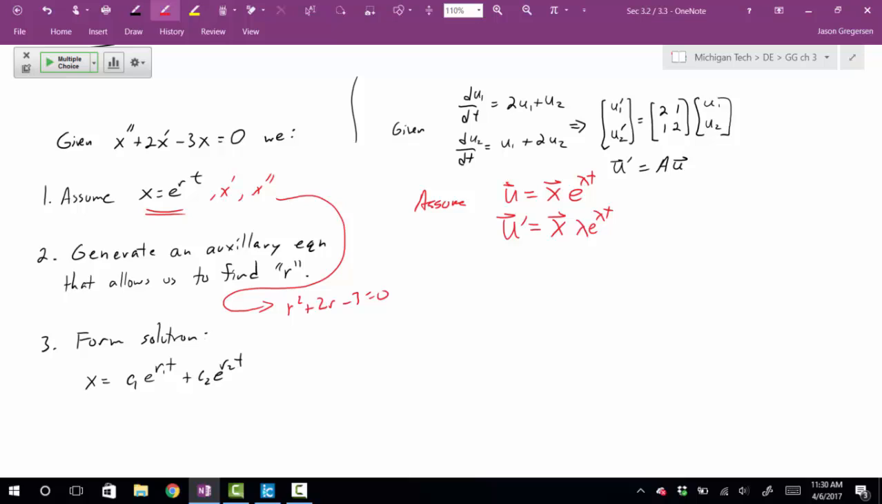Now I'm going to plug it in. If I plug it into my differential equation here, I'm going to have u prime, which looks like this, equal to my matrix A times u, which is x e to the lambda t. Now on both sides, I see e to the lambda t. Is e to the lambda t ever 0? It's not ever 0. It's the exponential. So I can actually divide by it because of that. So I divide through by that, it goes away, and I'm going to rewrite it just like this.